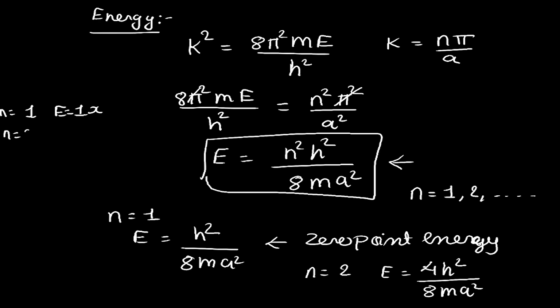For n is equal to 2, E will be equal to 4x. For n is equal to 3, E will be equal to 9x. For n is equal to 4, E will be equal to 16x, and so on. So this shows that the energy levels are quantized.